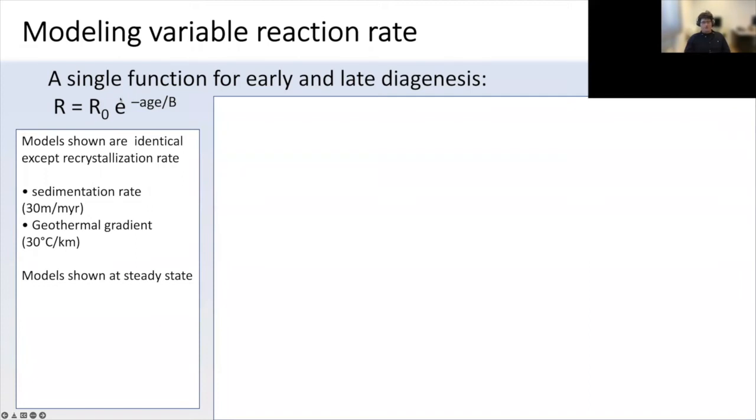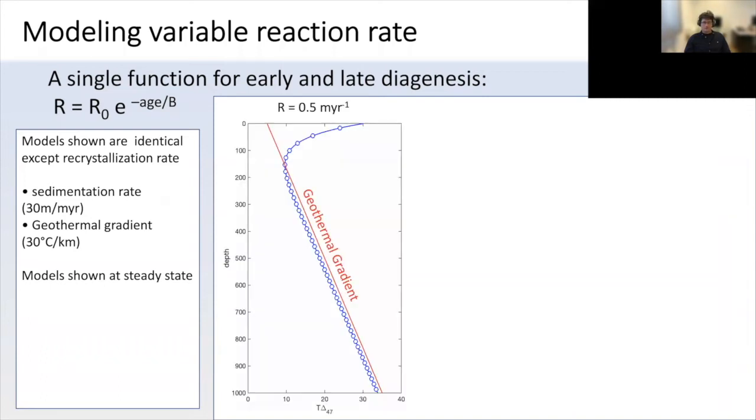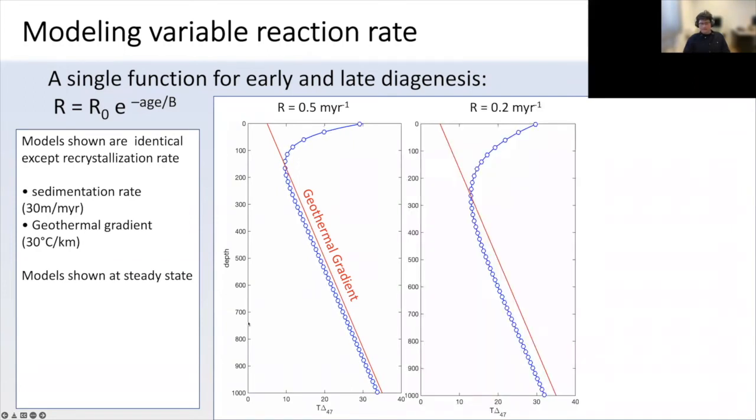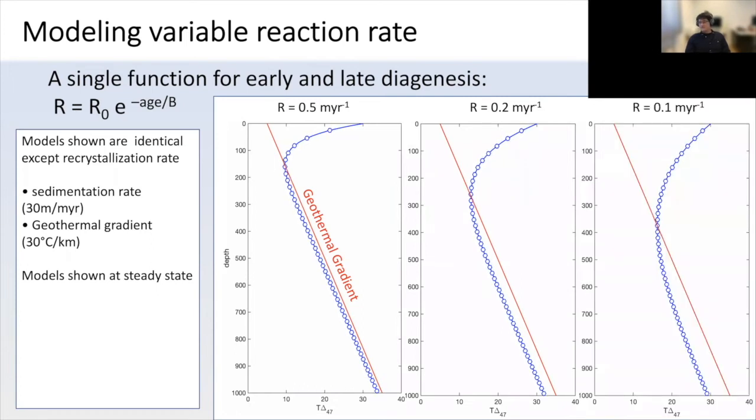And in these models, they're all going to have basically the same parameters except the recrystallization rate. So here you have some initial recrystallization rate, but no lapse. So it gets to some equilibrium state, and then it just plays catch up with the geothermal gradient forever. Now, if we slow this down, it plays catch up forever, but then there's a certain excursion. There's a difference between the clumped isotope temperature and the actual current burial temperature. And you can see that this is actually proportionate to the rate of recrystallization.